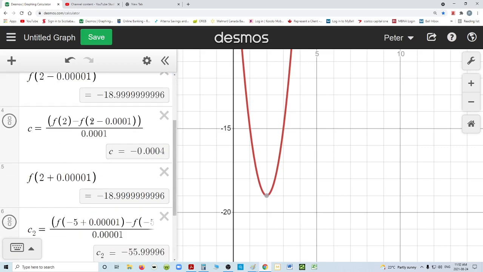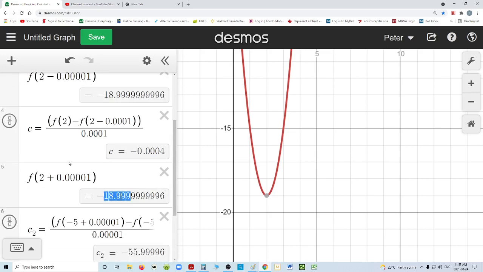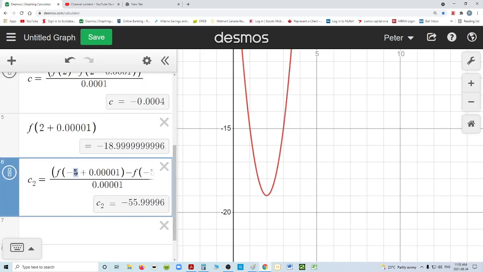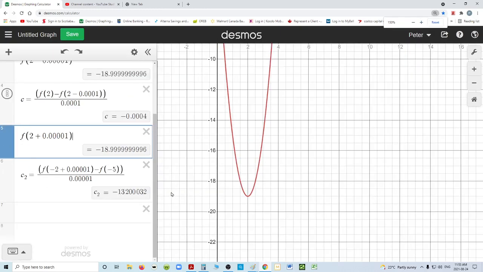There we go. The slopes are the same there and there, because we're equidistant on either side of the vertex. So if I do the same thing, I'm going to find the slope of the point that's just to the right of this. Whoopsie. That's because I zoomed in. There we go.